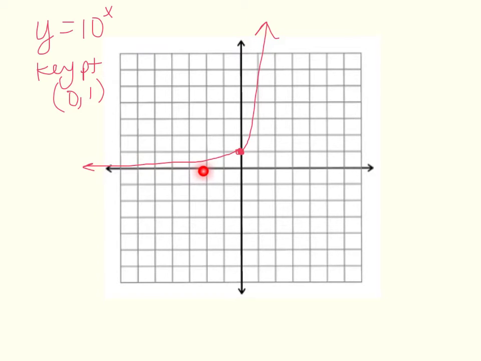Now those are called asymptotes, remember? So this one is a horizontal asymptote at y equals 0. And then the right side of this graph shoots up exponentially. It moves over to the right slowly, but it goes up really fast.